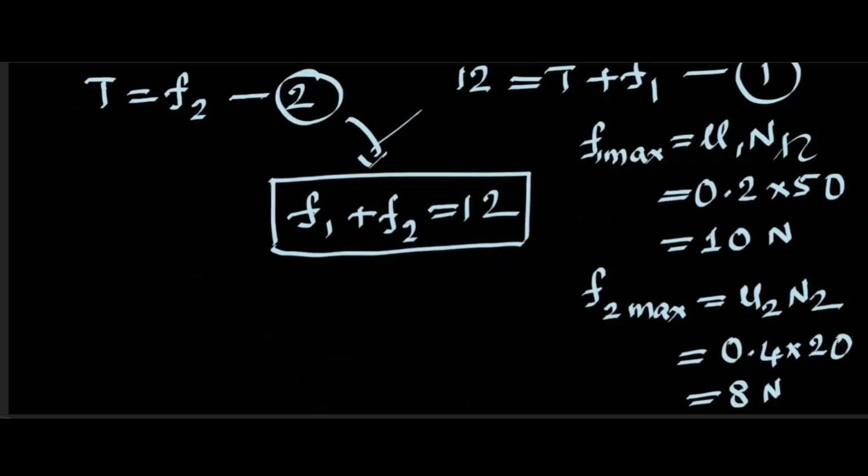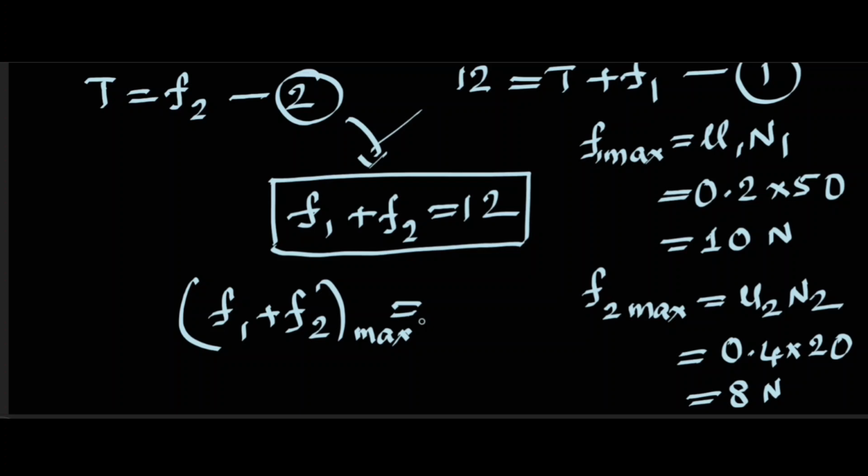F1 max is mu1 N1. N1 is equal to the weight of the 5 kg block, that is 50. So maximum F1 possible is 10. Maximum F2 possible, that is mu2 N2, which is 8 newtons. So F1 can be any value between 0 and 10. F2 can be any value between 0 and 8. So we can find the maximum of F1 plus F2. The maximum of F1 plus F2 is F1 max plus F2 max, that is 10 plus 8, which is 18. The maximum possible sum is 18 and the required is 12.